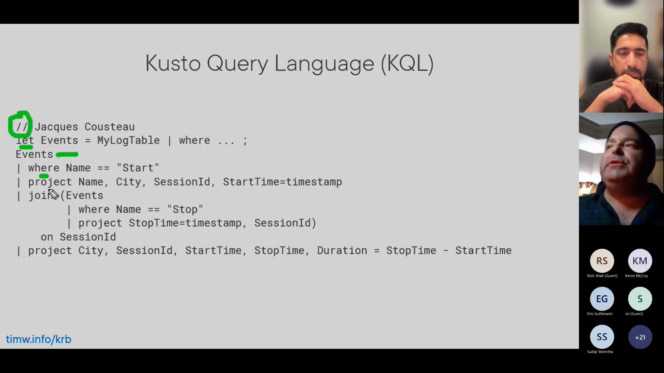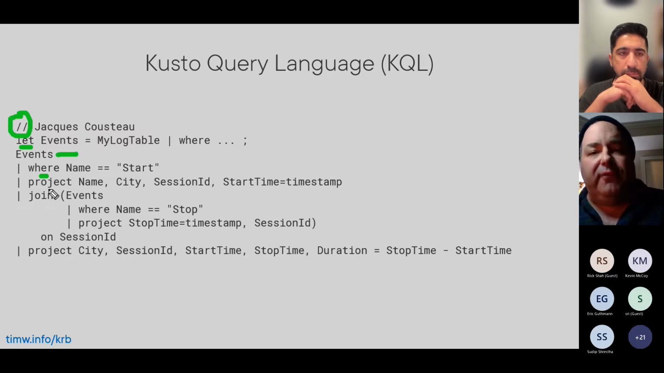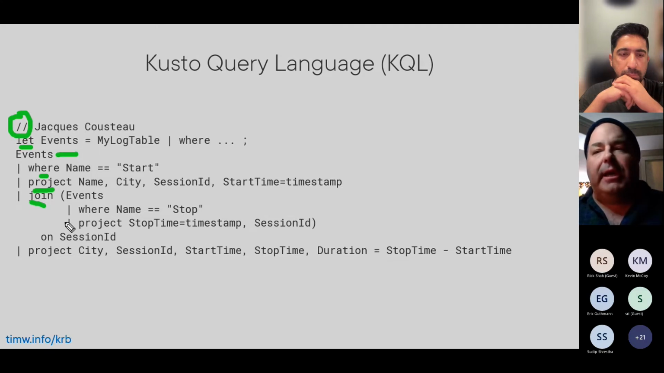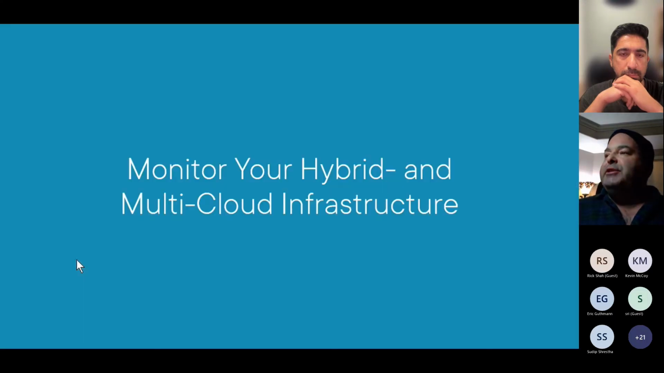Some keywords in Kusto are different. Like in SQL, you've got select. Project is the analogous keyword in Kusto. You can do table joins on a common column, just like I mentioned before. And then there's more that we'll take a look at. So that's just a teaser there.